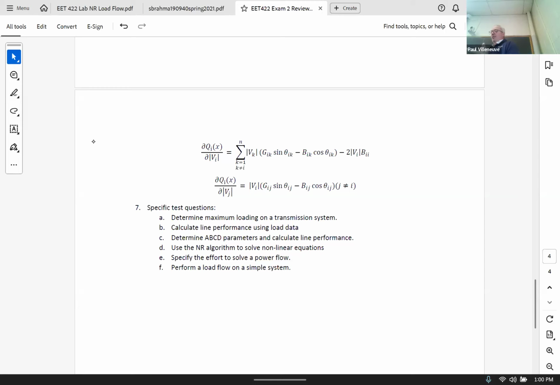Nonlinear equations, Newton-Raphson. Be able to do that, show your work. What about what it takes to do a power flow? Like if I had a 10 bus system that had, let's say, 8 load buses, one generator bus and one reference, one slack bus, how many equations would you need to write? How many variables would you need to solve for? How big would your Jacobian matrix be? What would your Jacobian matrix look like?